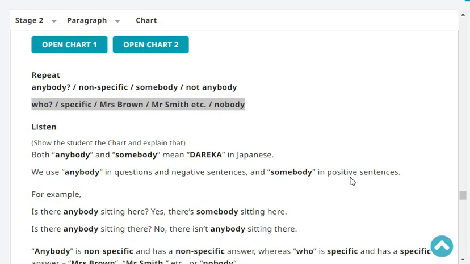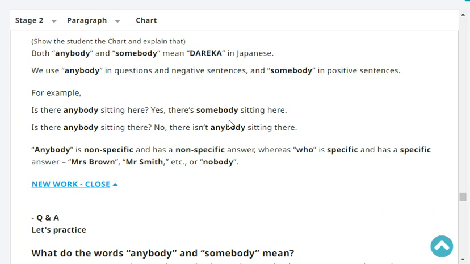Very good. Okay, listen. Both the words anybody and somebody mean dareka in Japanese. We use anybody in questions and negative sentences, and we use somebody in positive sentences. For example, in question, is there anybody sitting here? And then positive, yes, there's somebody sitting here. Question again, is there anybody sitting there? And then negative answer, no, there isn't anybody sitting there.